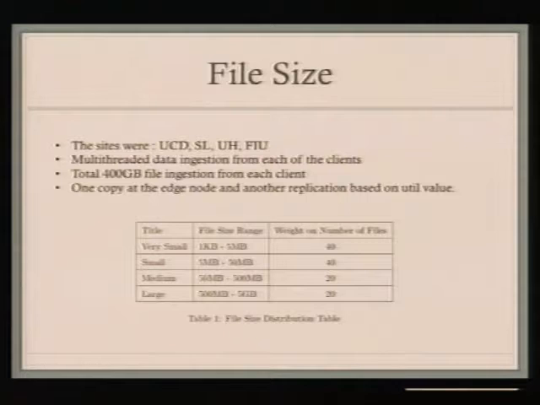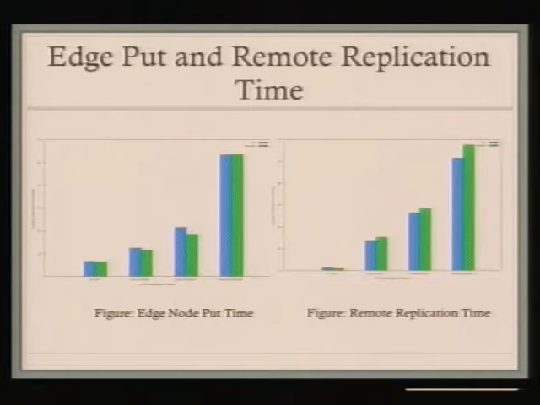And each of the edge nodes pushed 400 gigabytes of files simultaneously using multiple threads, using 3 threads, and each of the threads used parallel connections. So each of the clients would first put a file into the edge node, and another copy would be at the site that has the best utilization value, the end-to-end utilization value.